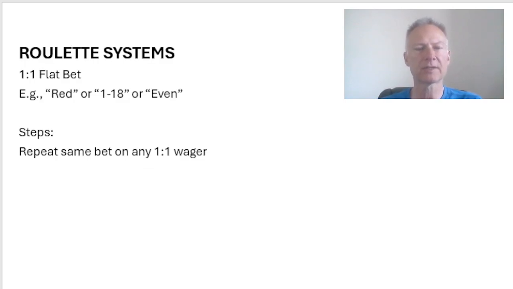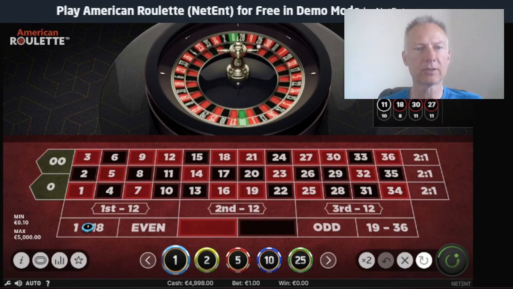That means we're going to make the same bet over and over and over again on any of the one-to-one wagers in roulette. One-to-one wagers would be something like red or black, 1 through 18 or 19 through 36, odd or even. And please don't forget that 0 and double zero do not count as even in roulette. So our steps are we're just going to repeat that same bet amount, that flat bet, on any one-to-one wager. Well, let's take a look at what this might look like.